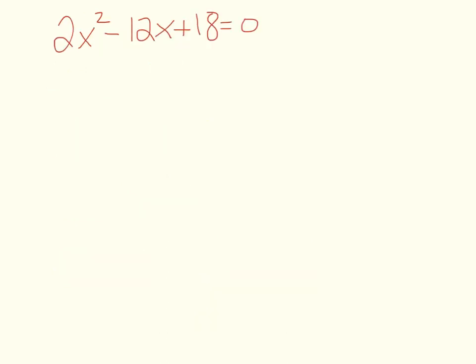For this example, we have the quadratic all on one side. It's already set equal to 0, so we can skip that step. And hopefully you notice that there is a greatest common factor in this. It's a 2. Before, when you were just factoring, you would take the 2 out and it would come along and be part of your answer.